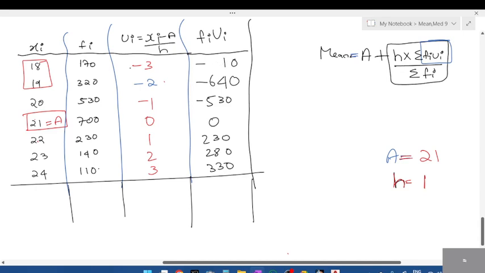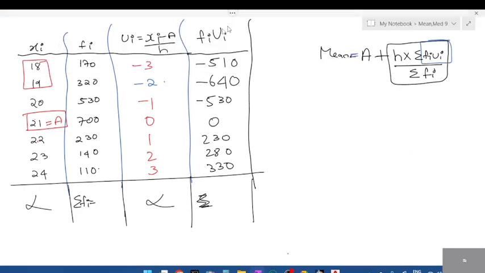For the first one, 510. Now what is the summation of Fi? Calculate summation of Fi and calculate summation of Fi ui. These two. This is not required, this is not required. Then write the values. Mean is equals to.